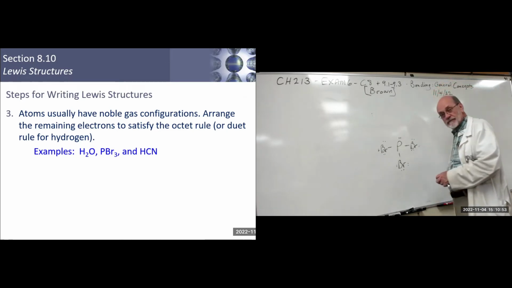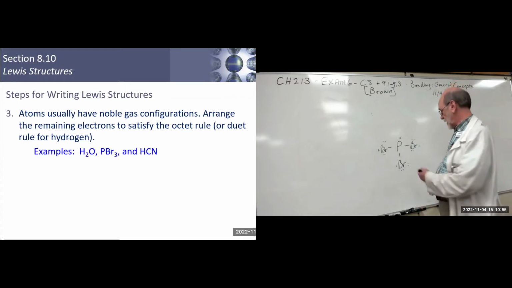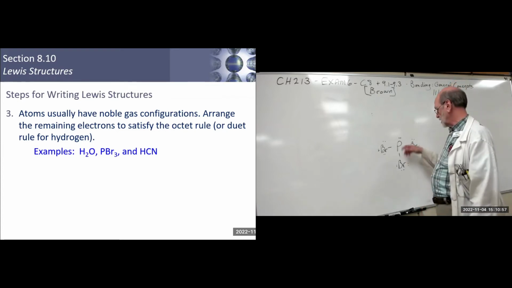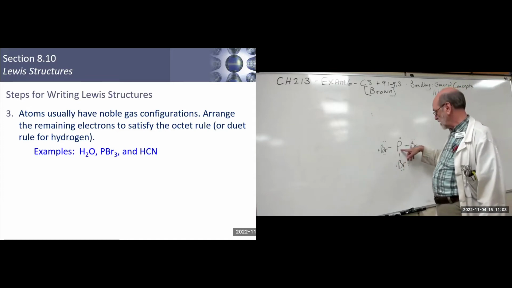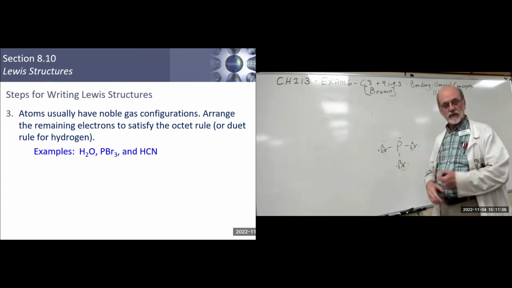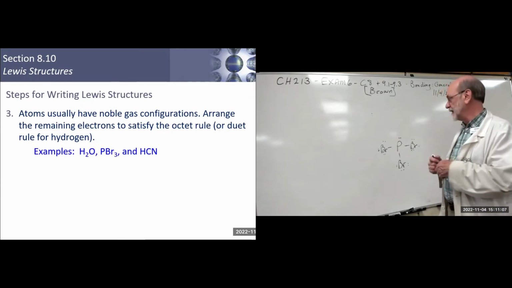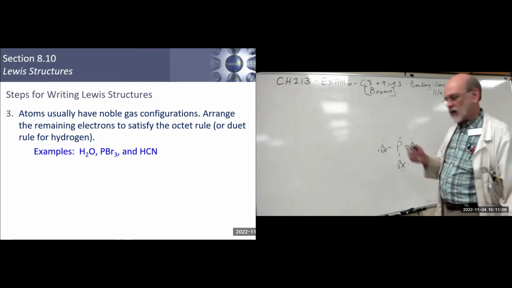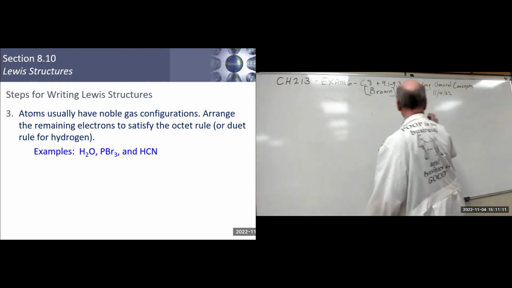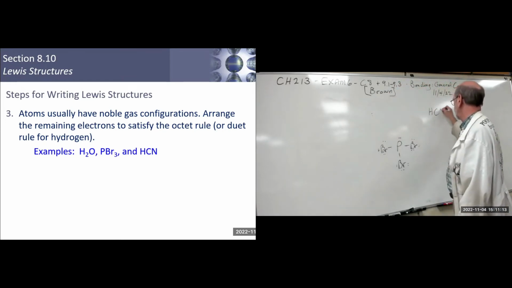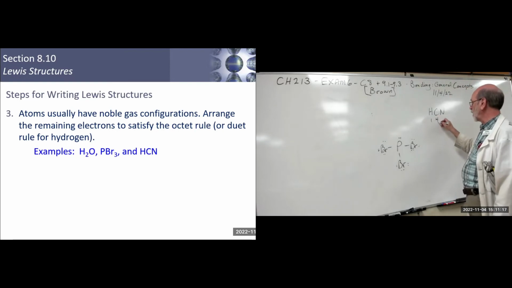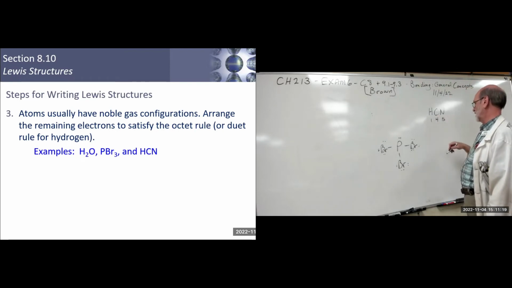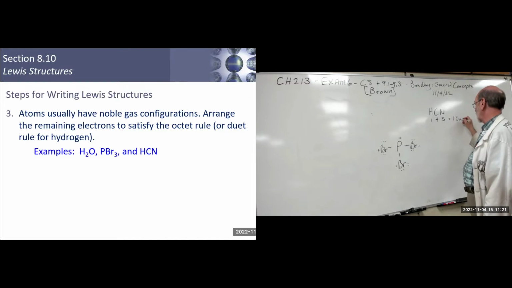And then to be sure, sometimes you may want to go in and count them up again. Right? If this is an octet right here, that means 3 times 8 is 24, 25, 26. Got 26 electrons. All right, what's another one? Oh, hydrogen cyanide. All right, hydrogen's got 1 electron, carbon's got 4, nitrogen's got 5. So we got 10 electrons.